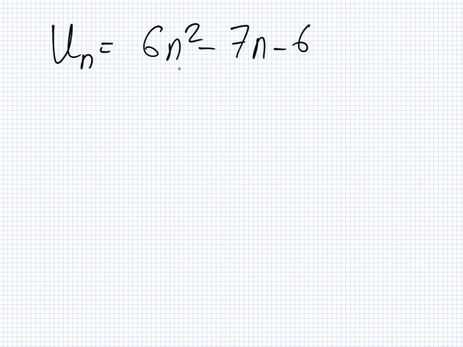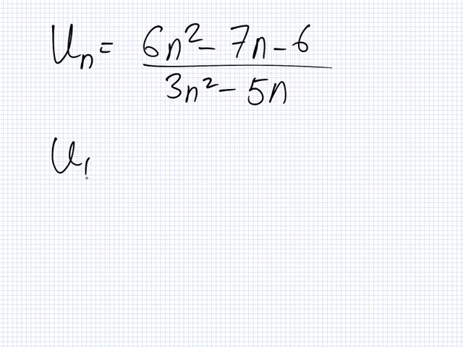Right, let's have a look at the next type. So we did recursive. Again, what I want you to do is give me the first 5 terms. We'll say this sequence: Un equals (6n squared minus 7n minus 6) over (3n squared minus 5n). So this is an easier formula to use. I want you to use n as 1, 2, 3, 4, 5 and give me the first 5 terms.